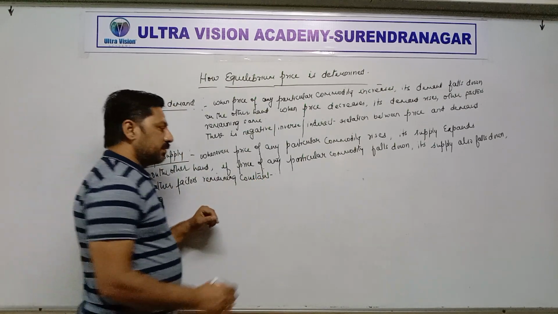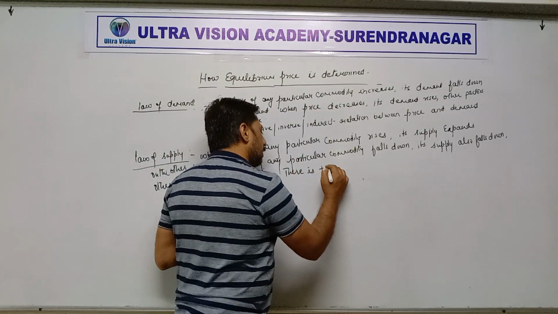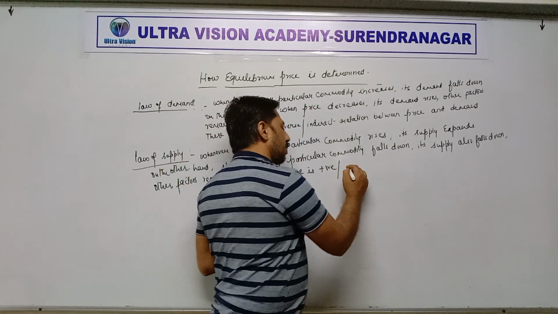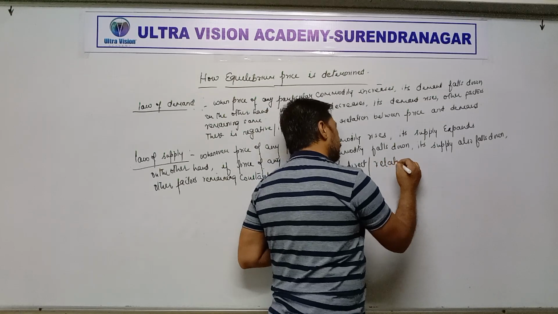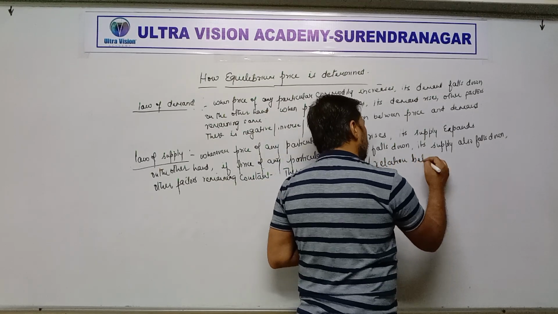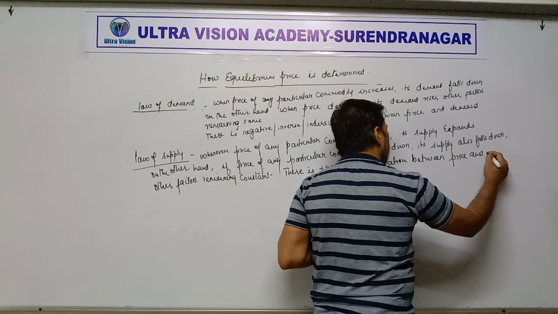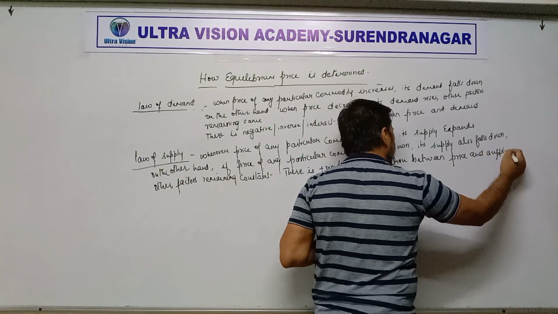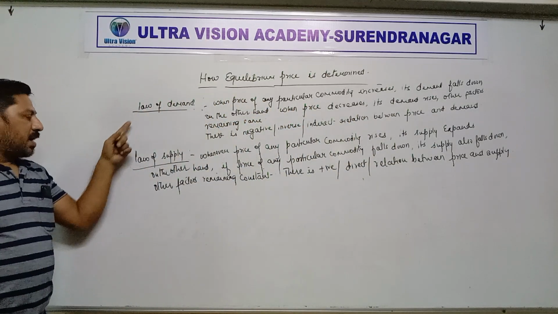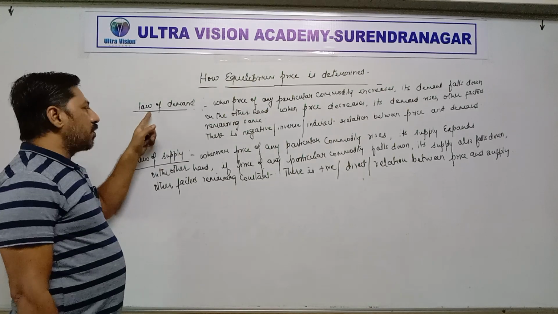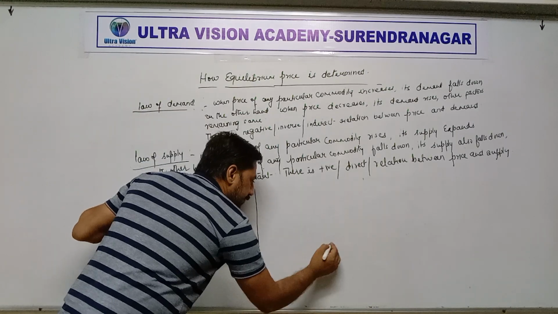It shows that there is a positive or direct relation between price and supply. Now we have done the law of demand and the law of supply. On the basis of the law of demand and the law of supply, I am going to prepare a diagram.